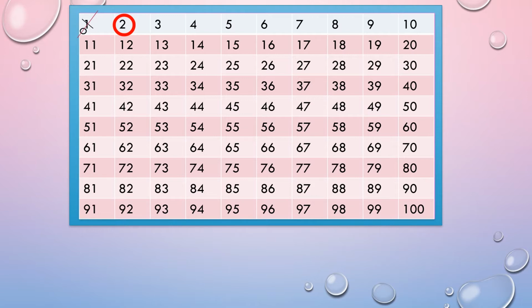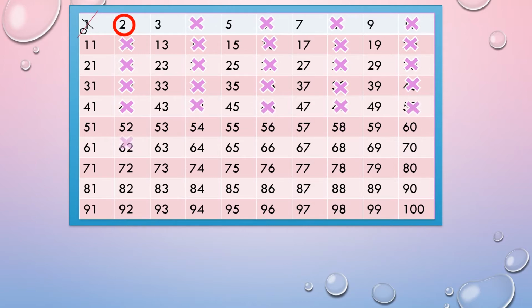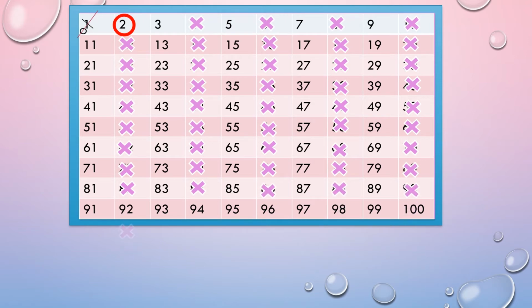So let's do that. 4, 6, 8, 10, 12, 14, 16, 18, 20, 22, 24, 26, 28, 30, 32, 34, 36, 38, 40, 42, 44, 46, 48, 50, 52, 54, 56, 58, 60, 62, 64, 66, 68, 70, 72, 74, 76, 78, 80, 82, 84, 86, 88, 90, 92, 94, 96, 98 and 100.